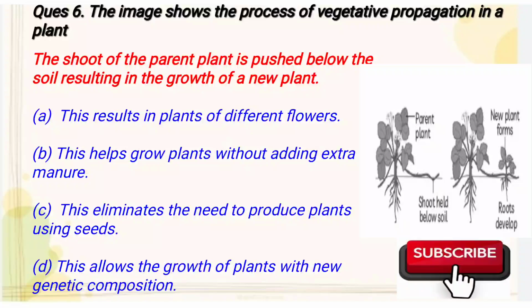The image shows the process of vegetative propagation in a plant. The shoot of the parent plant is pushed below the soil, resulting in the growth of a new plant. Option C is the correct option. This eliminates the need to produce plants using seeds.